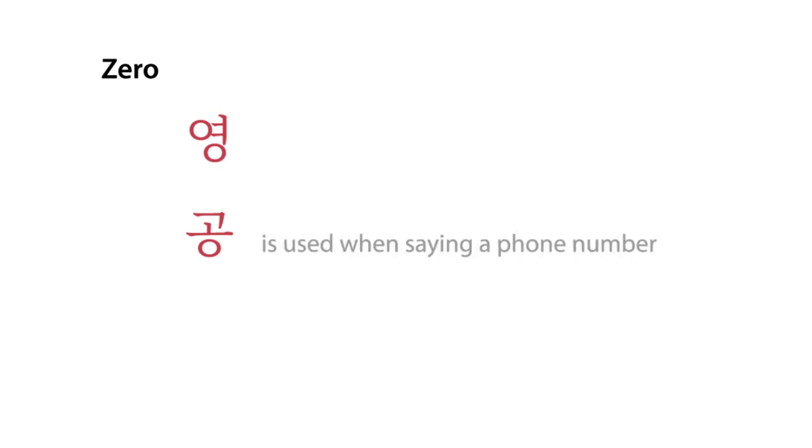There are two words for the number 0, and both words are of Chinese origin. You can use the first one for all the circumstances except when you're saying a phone number. In that case, just use the second one.